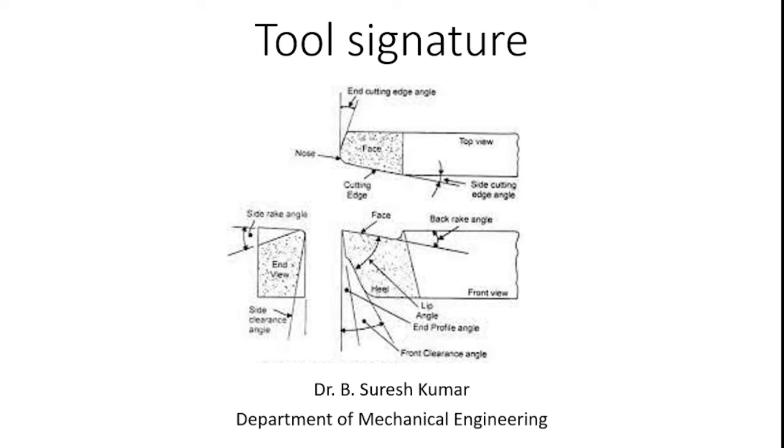So what is meant by tool geometry? Before going to study tool signature, we should be aware of tool geometry. So what is meant by tool geometry? Tool geometry refers to tool angles, shape of the tool face, and the form of cutting edges.